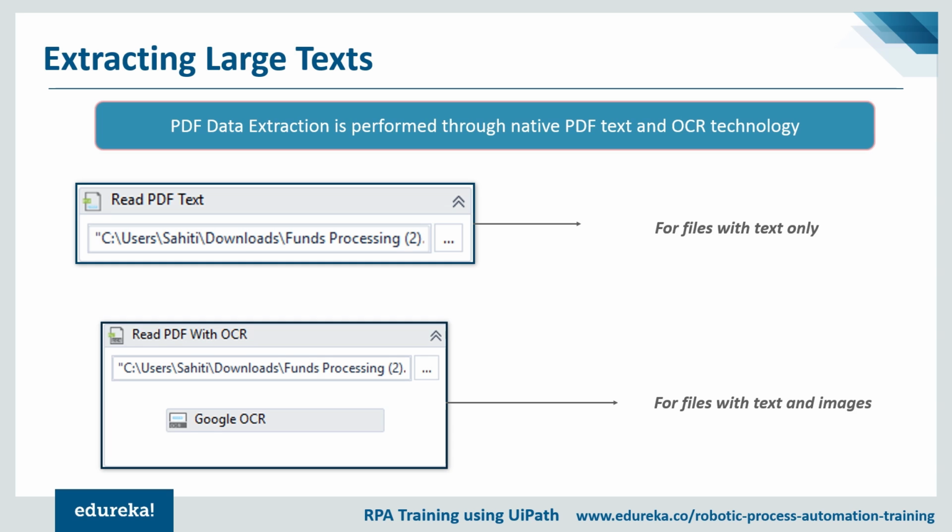But when it comes to the Read PDF with OCR activity, this particular activity can be used when you want to extract data from those kinds of PDF files which have a combination of text and images, right? So just in case you have any image in your PDF, then remember that you have to use the Read PDF with OCR activity, else you can go forward with Read PDF Text, right? So let me just quickly shift back to UiPath and show you how that's done.